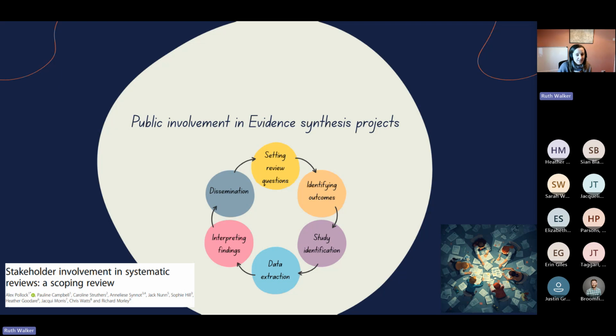And people have done some nice things as well, where they've provided training to help people actually be involved in some of the aspects of the systematic review themselves.